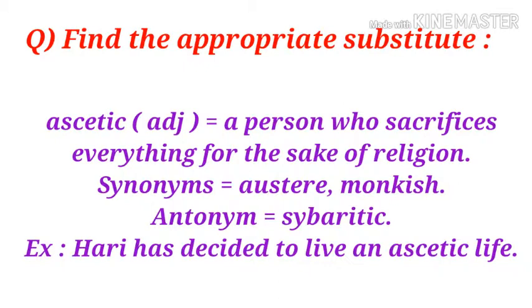Next, second option is ascetic. Ascetic is an adjective which means a person who sacrifices everything in his life for the sake of religion. That means we find some people who sacrifice their family, their career, everything in their life for the sake of their religion. That is known as ascetic. Its synonyms are austere, monkish, and its antonym is sybaritic. For example, Hari has decided to live an ascetic life. It is very difficult to live an ascetic life. One needs the guts to live an ascetic life, and it's very difficult.